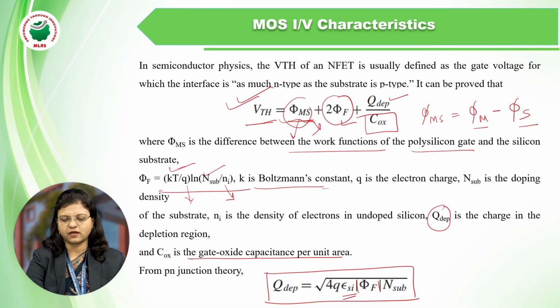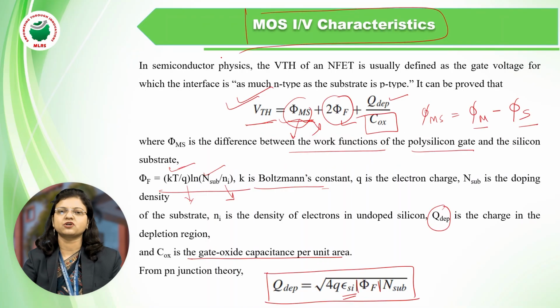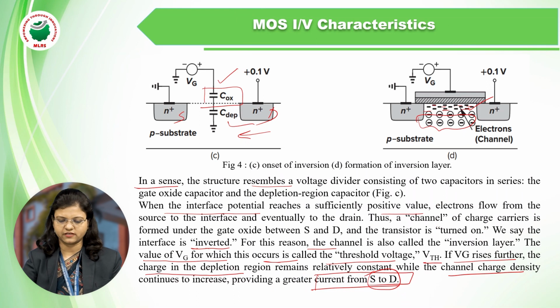MOS IV characteristics is a big, lengthy topic with a derivation, where we have to derive formulas for current and voltage in three regions. The first region is the cutoff region, second is the linear region, and third is the saturation region. We are going to see the derivation of all these regions in the next lecture.